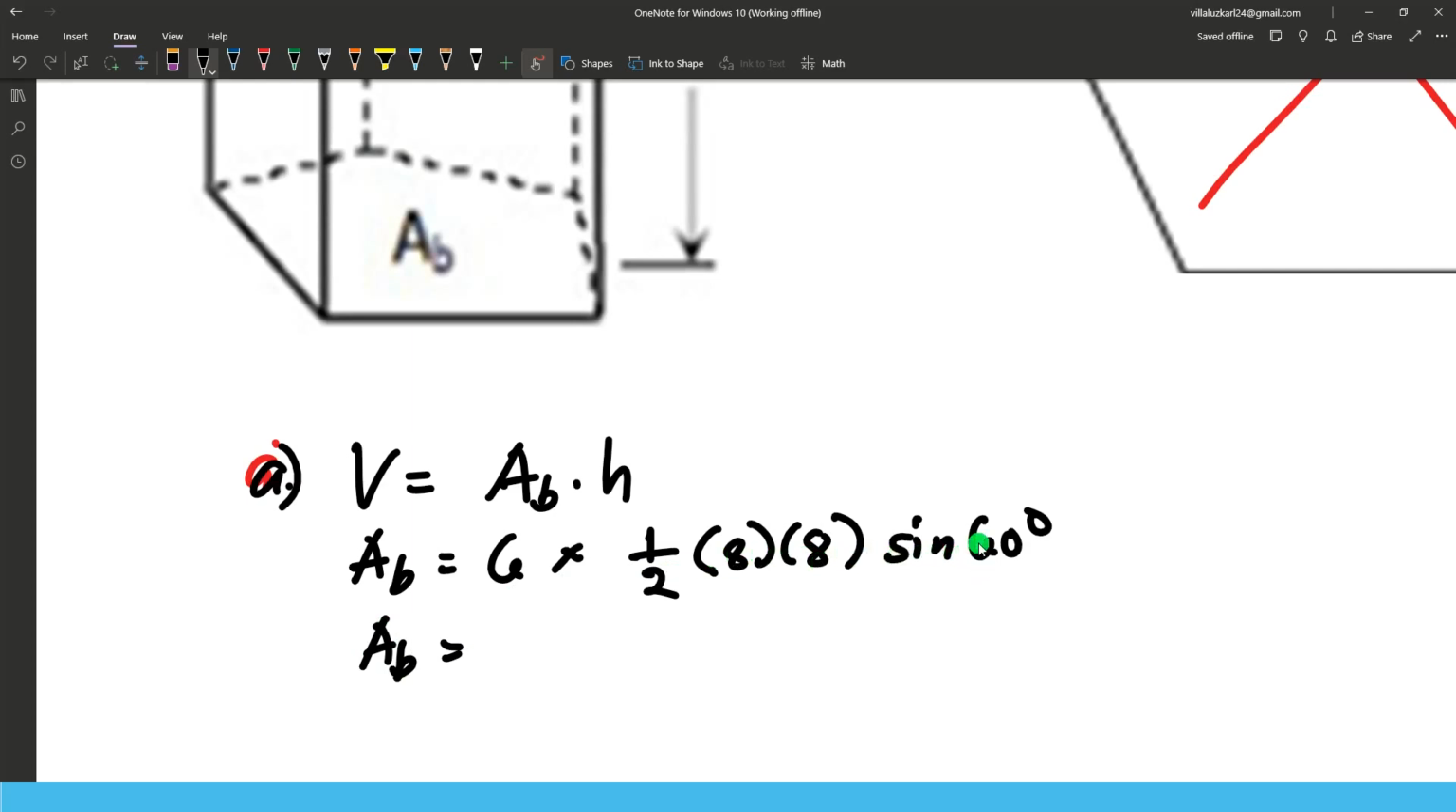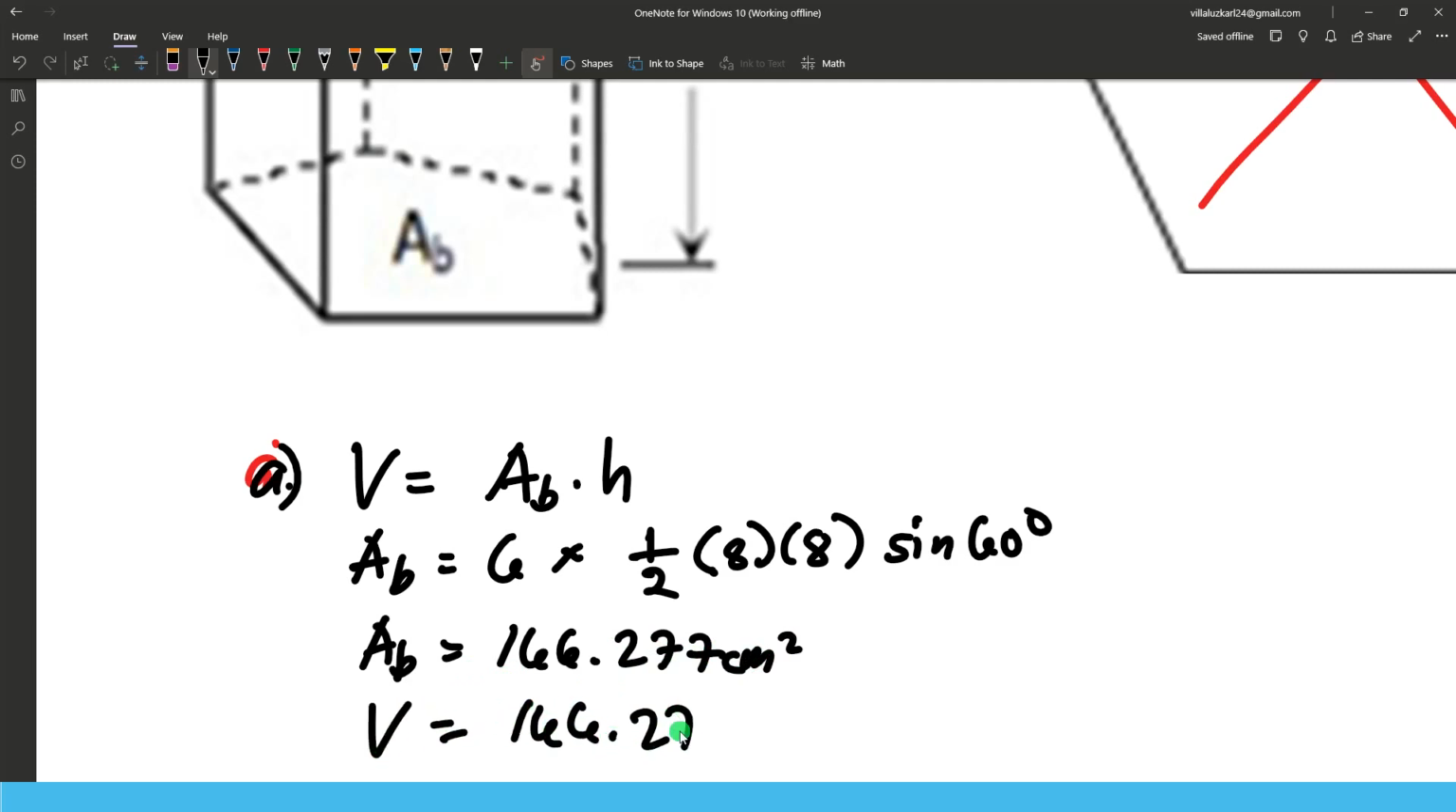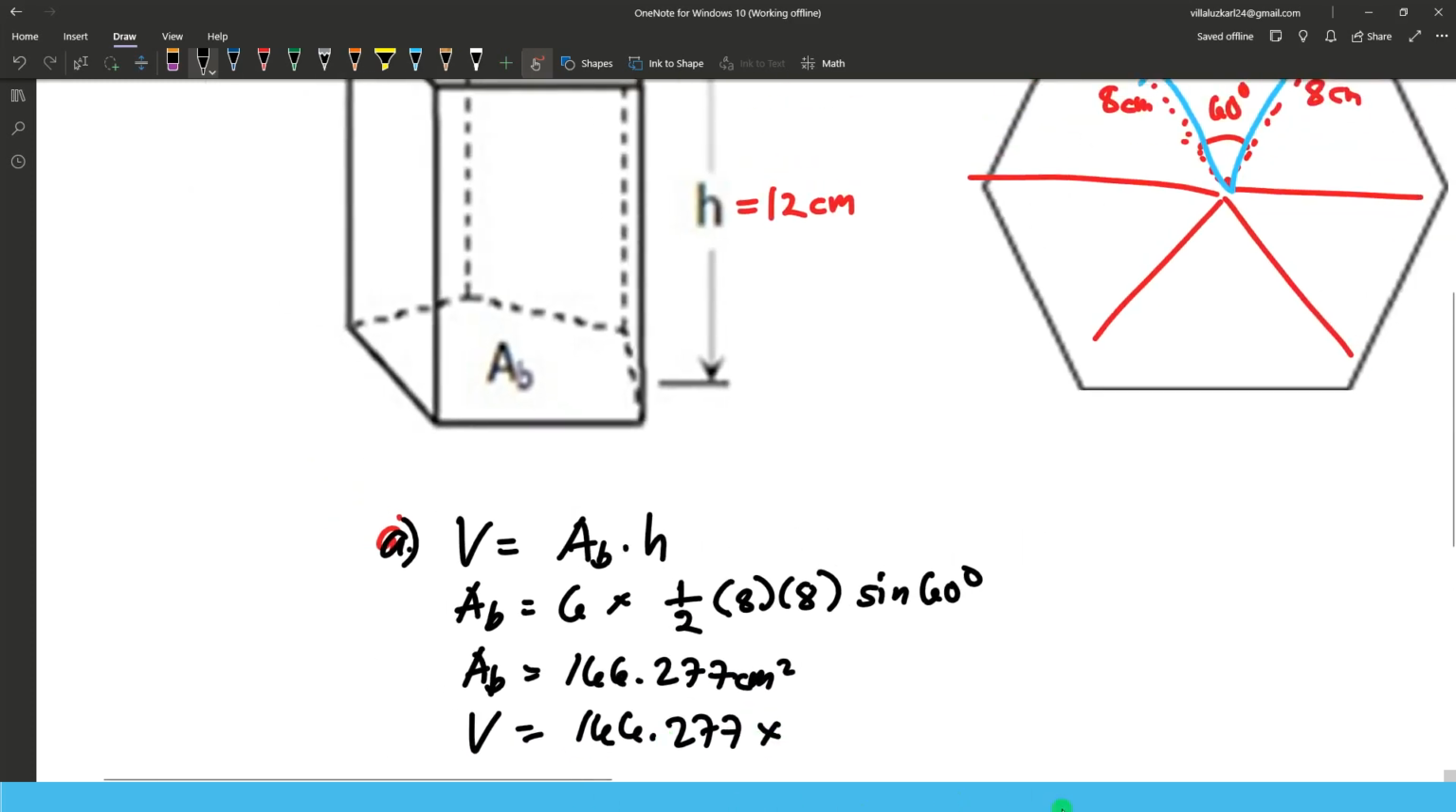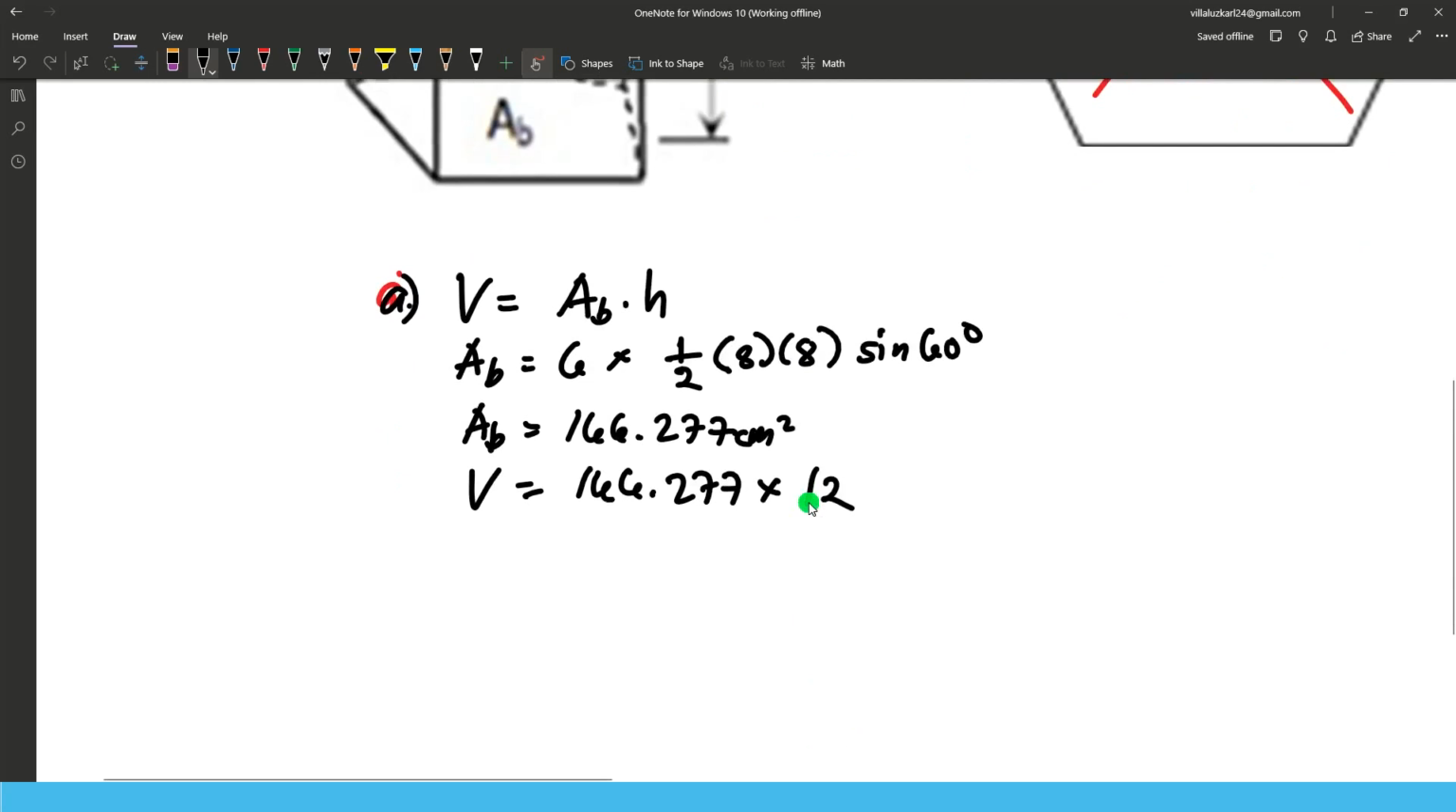So let's compute that. We have 166.277 square centimeters. Okay. Then multiply that area of the base to the altitude h. h is 12. Okay. We have a volume of 1995.322 cubic centimeters.